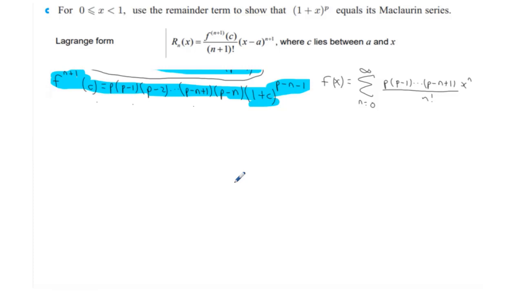Okay, so part C, for x between 0 and 1, including 0, not including 1, use the remainder term to show that (1 plus x) to the p equals its Maclaurin series. You do that by showing that the limit as n approaches infinity of the absolute value of the error term equals 0. So that means that once you have more and more terms, as you get to a massive amount of terms, the series and the actual function it represents are indistinguishable.